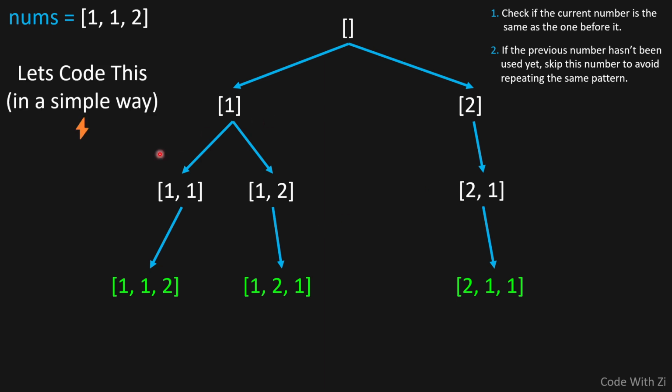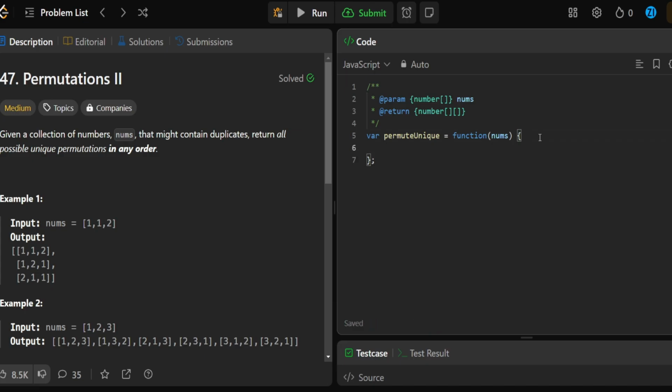Now let's code this in the simplest way possible. Alrighty, let's code this together. So the first thing that we're gonna need is gonna be a result variable, and this is gonna be equal to an empty array. Why an empty array?